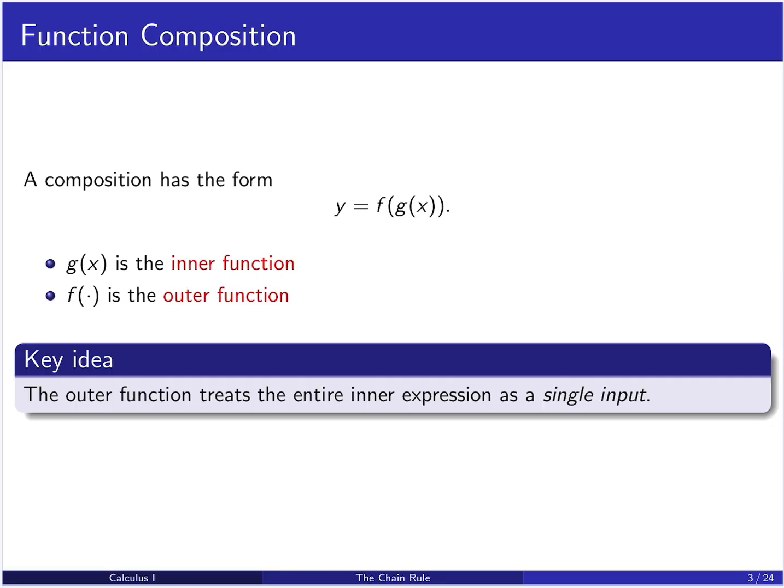So here is a key insight, and I want you to really sit with this. The outer function does not care what the inner expression actually is. It just treats the whole thing as a single chunk of input. Imagine g of x as a black box. The outer function f just receives a number from that box and does the job. This mental model is everything you need for the chain rule.